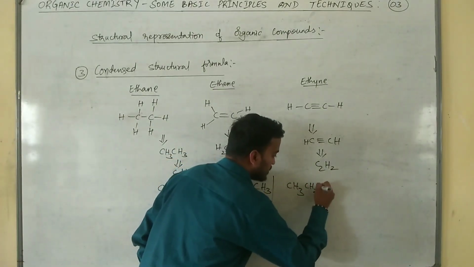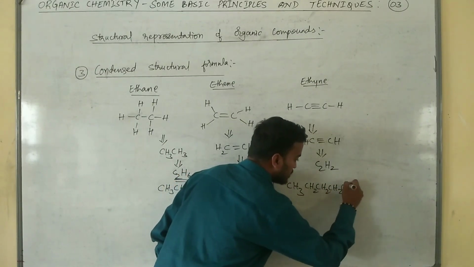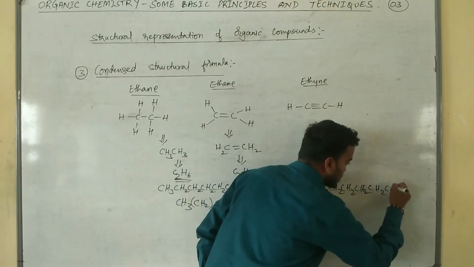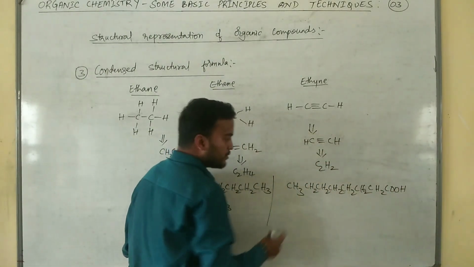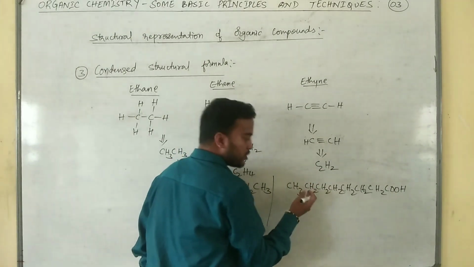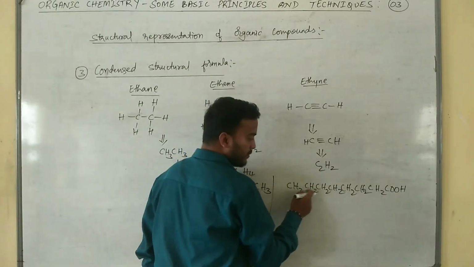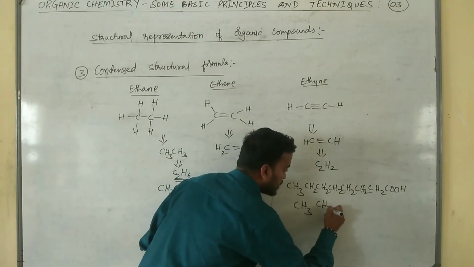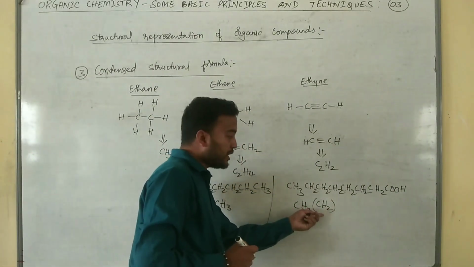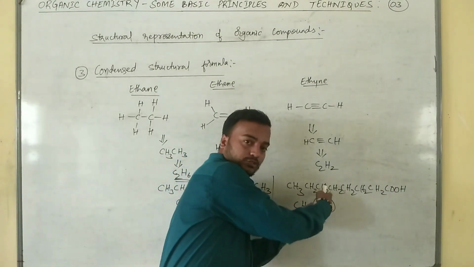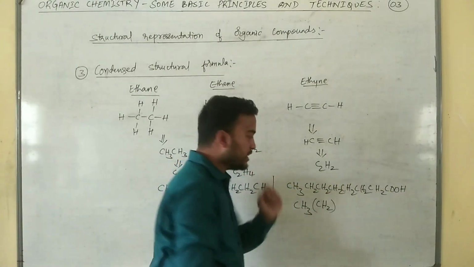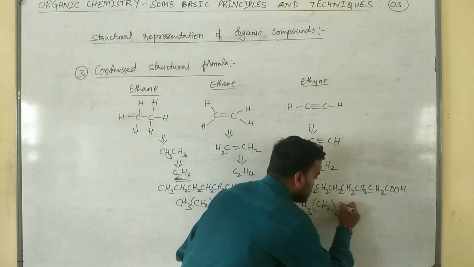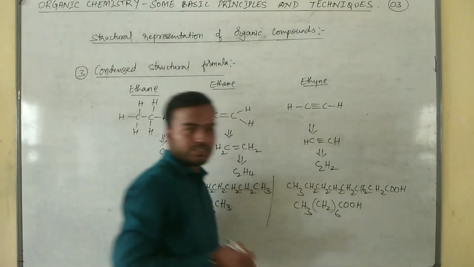CH3, CH2, CH2, CH2, COOH. Same. The repetitive structural unit here is CH2. How many times is it there? 1 2 3 4 5 6. So CH3, then CH2, the repetitive structural unit, can be enclosed with a bracket, placing an integer as a subscript. It is there 6 times. And the last one is COOH.